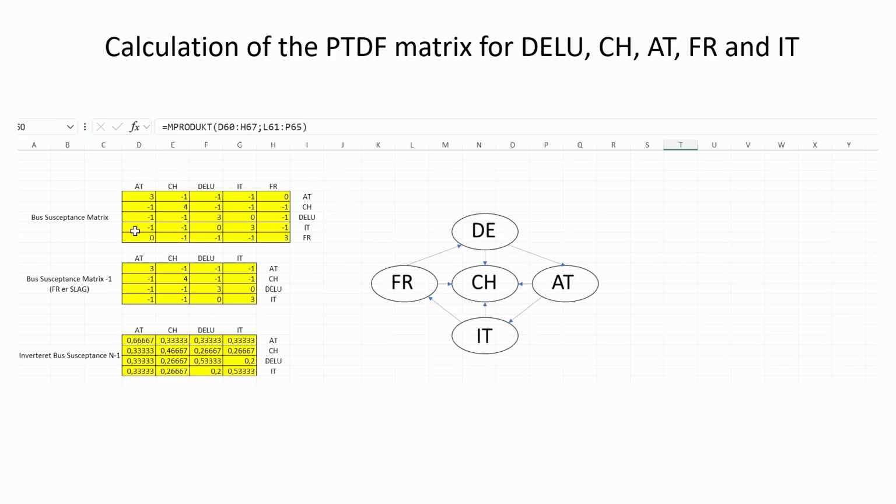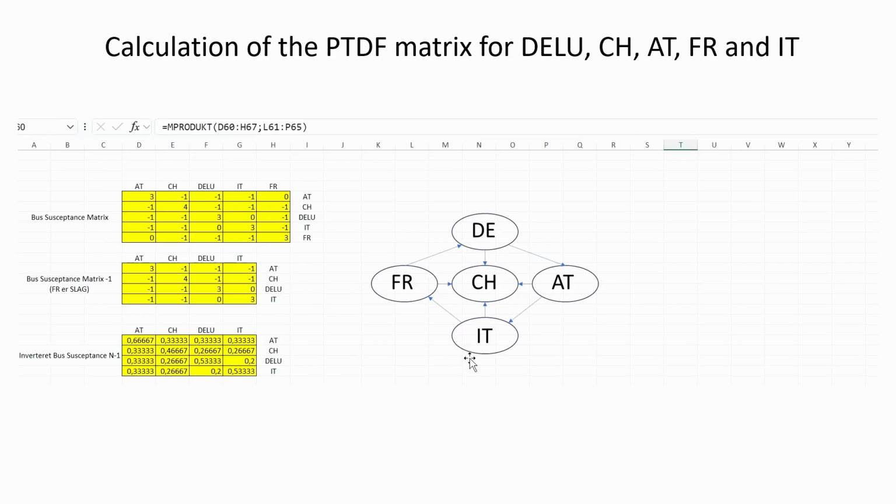We start here with making the bus substituents matrix the same way as we did before. We have out of Austria here, we have 3 nodes going to Switzerland, Germany, and Italy. And out of Switzerland, we have 4 nodes going to Austria, Germany, Italy, and France. And this is the way we construct the bus substituents matrix.